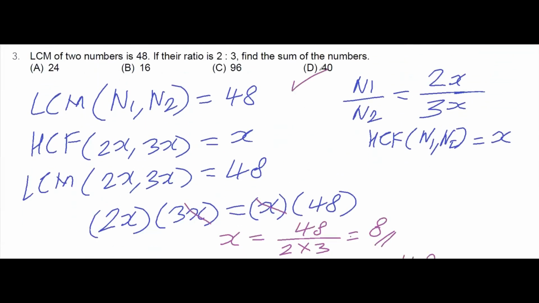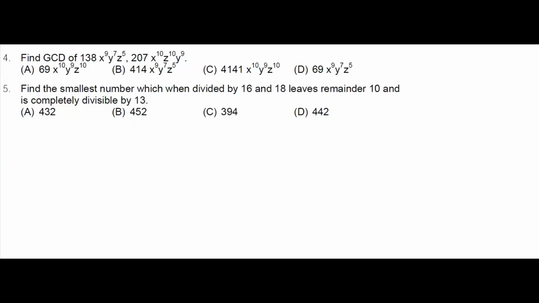This D is the correct answer. Understood? Fine. Question number 4, it says find the GCD of 138 x to the power of 9, y to the power of 7, and z to the power of 5. GCD means HCF. So I will have to find the factors of 138 x to the power of 9, y to the power of 7, and z to the power of 5.